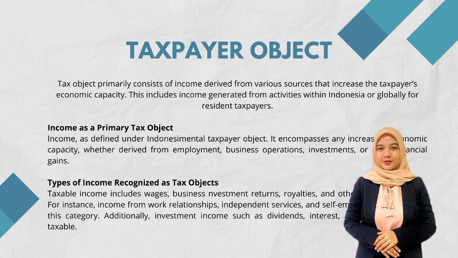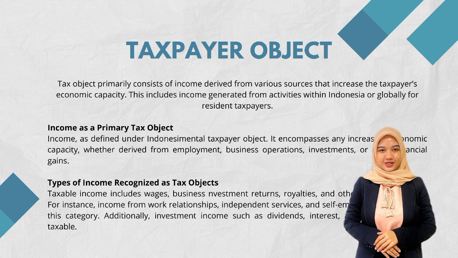Taxpayer object. Definition of taxpayer object. Objek pajak primarily consists of income derived from various sources that increase the taxpayer's economic capacity. This includes income generated from activities within Indonesia or globally for resident taxpayers. Income as a primary tax object. Income as defined under Indonesian tax law encompasses any increase in economic capacity, whether derived from employment, business operations, investments, or other financial gains.